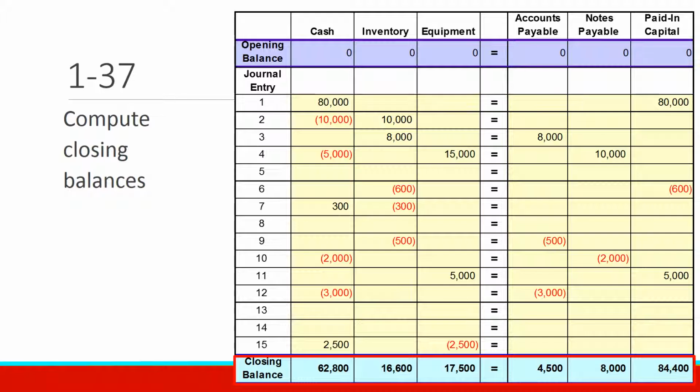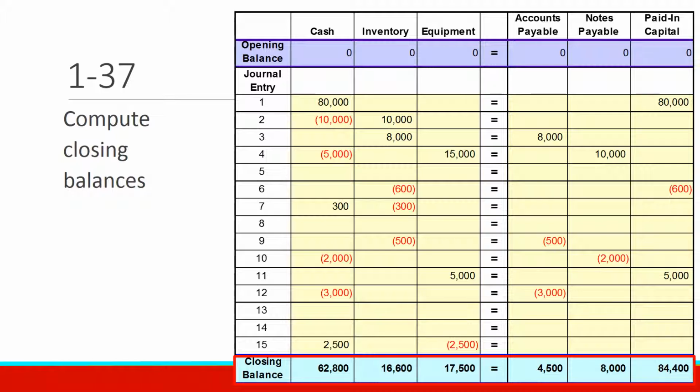So in the case of the accounts payable, we start with none. We created accounts payable, it went up to 8,000. We then had gotten a credit and reduced the balance by $500, and then we paid off $3,000. So our ending balance will end up being $4,500 in the accounts payable. And we're going to do this for each account.